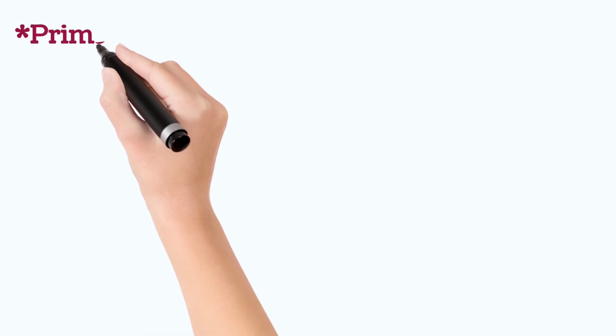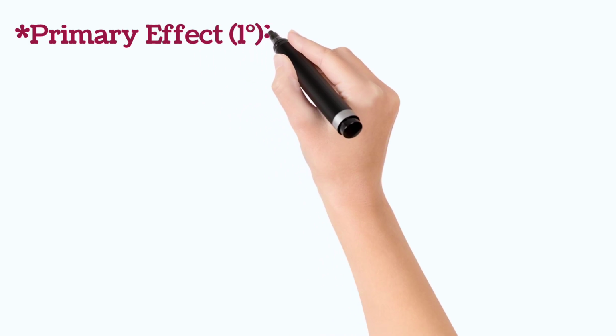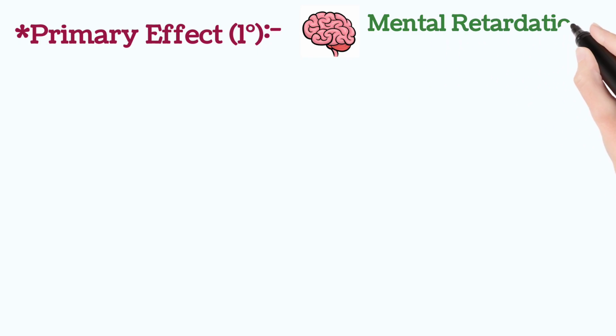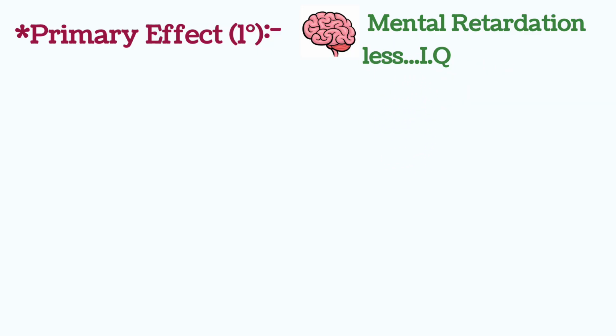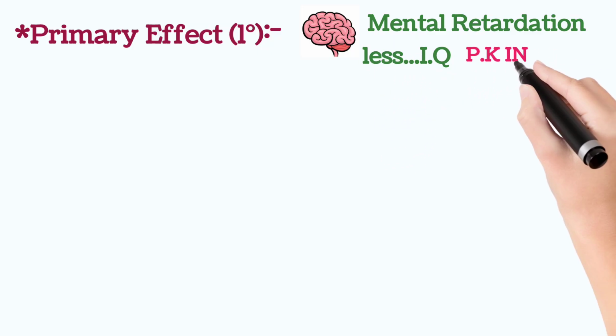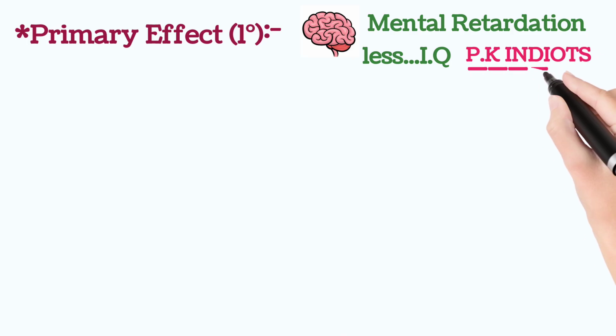Now how can we say this defective homozygous recessive gene is pleiotropic, as it controls many characters and shows primary and secondary effect? For example, some portion of phenylpyruvic acid accumulates and reaches the brain. Here it crosses the blood-brain barrier and leads to mental retardation. It also leads to development of less IQ in the organism. Now this is the primary effect of the gene, and we can call these persons Phenylketonuria idiots.